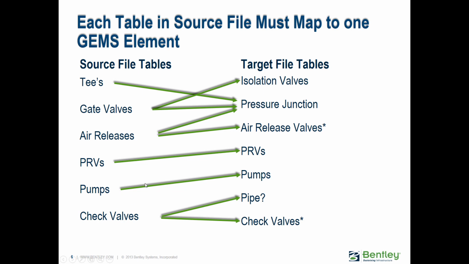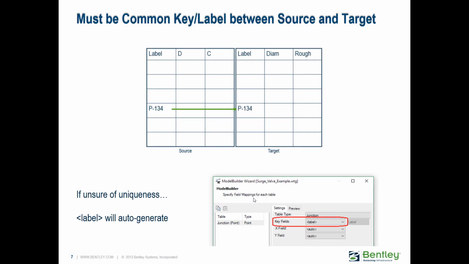Your pumps would be a pump node. Check valves are a question. A check valve could be the check valve node element, or maybe you want to include the check valve as a pipe. If the check valve in your data store is more of a link, a line between two points, then that would be imported as a pipe. So every data table in your source file has to map to a certain element type, and that's what you do in Hammer for ModelBuilder.